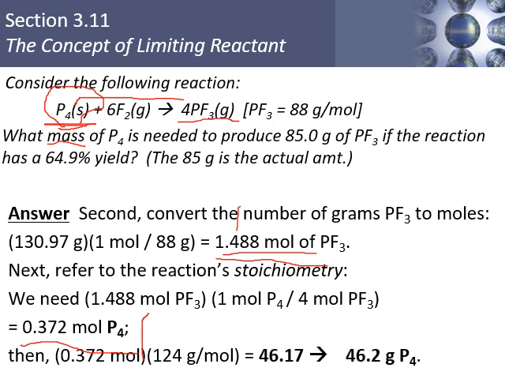124 was what it was. So multiply 0.372 times the mass of the P4, which is 4 times 31, which was the mass of 1 P. So it's P4, so 4 times that is 124. And when you multiply the 0.372 times the 124, you get 46.17, or rounded, 46.2 grams of P4.